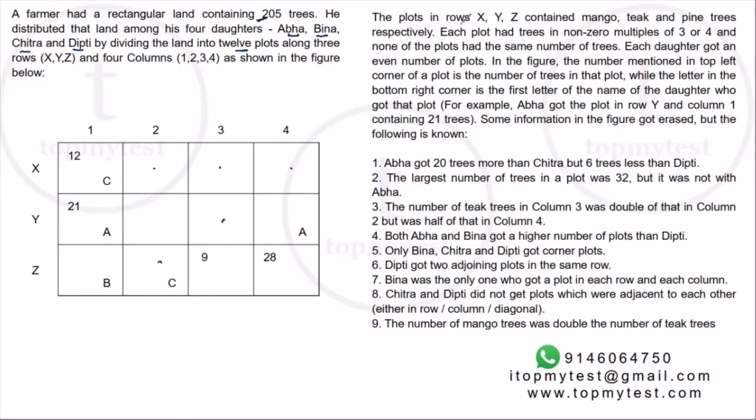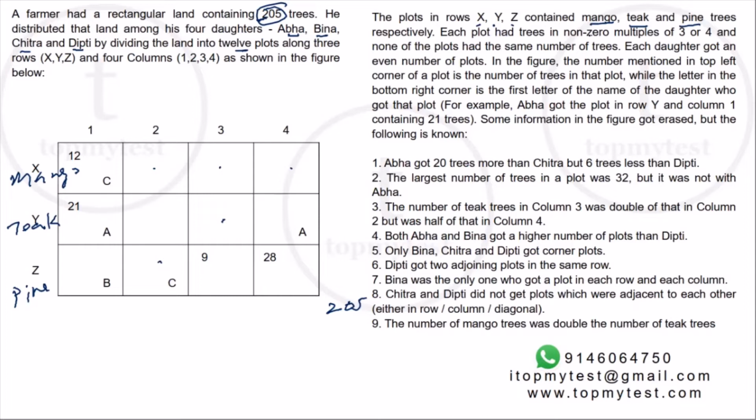It further goes on to say the plots in row XYZ contain mango, teak and pine trees respectively. So X is mango, Y is teak and Z is pine. We also have a total of 205 trees. So row totals will add up to 205, column totals will add up to 205.